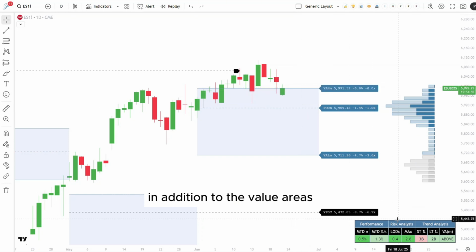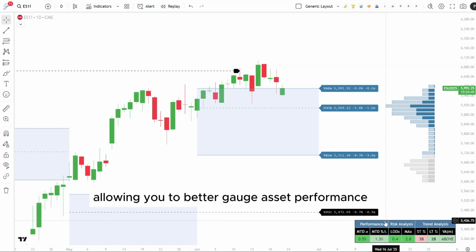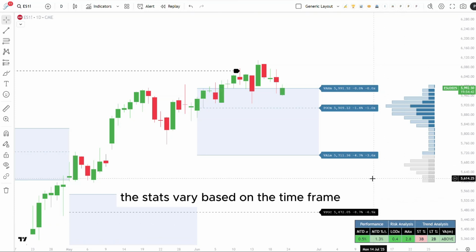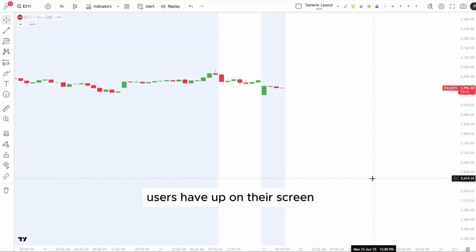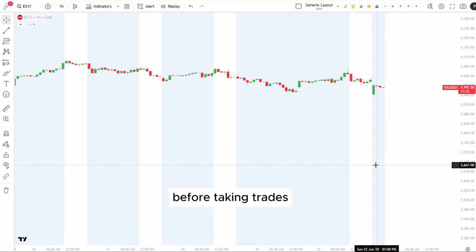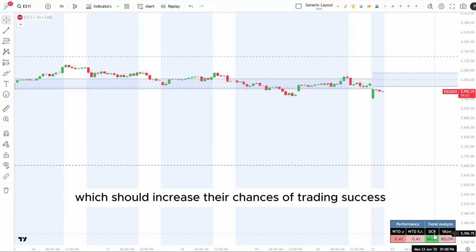In addition to the value areas, our stat tables are packed with insightful market generated information, allowing you to better gauge asset performance, risk, and trend. The stats vary based on the time frame users have up on their screen, incentivizing them to check multiple time frames before taking trades, which should increase their chances of trading success.